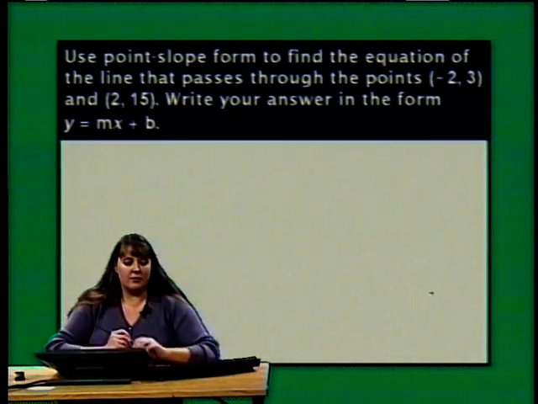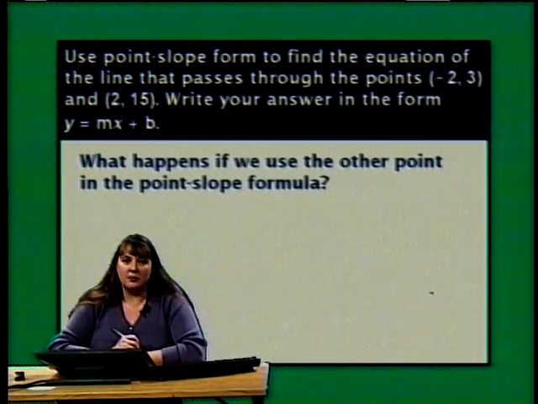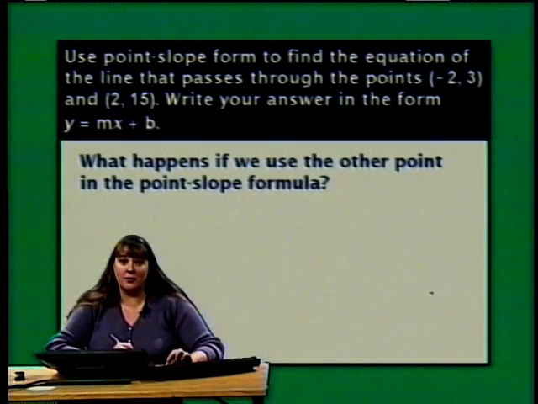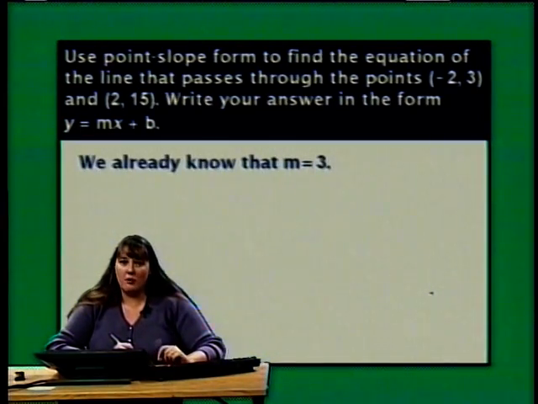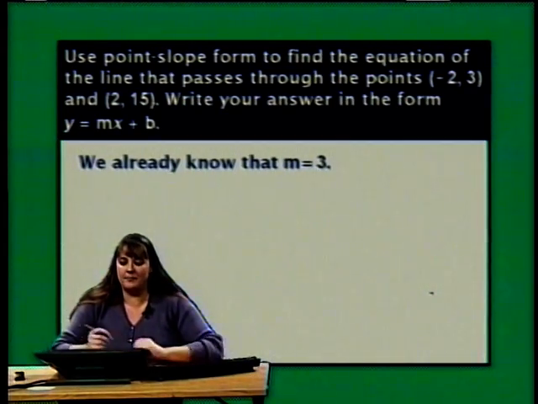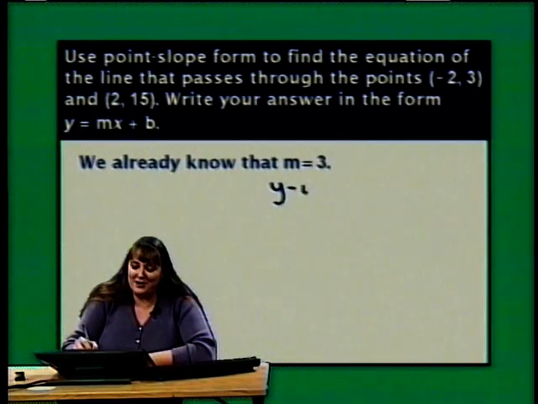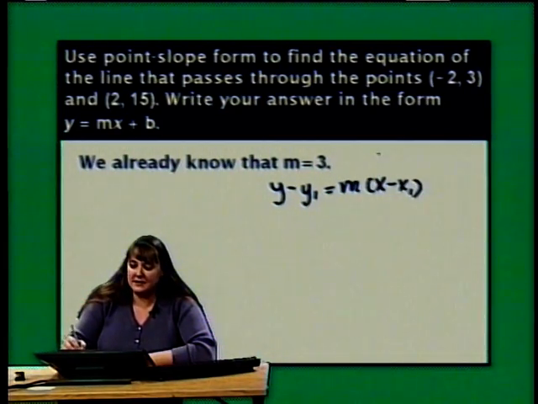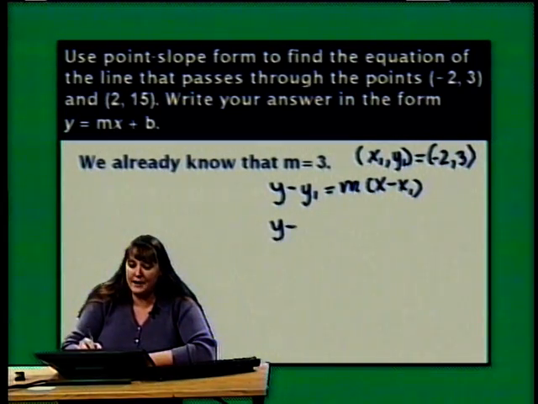Well, let's think about what would have happened if we looked at the other point in our point-slope formula. I arbitrarily decided that x sub 1, y sub 1 was going to be the point 2, 15. What if I now consider the point negative 2, 3? Well, we've already determined that the slope is 3. So let's use y minus y sub 1 equals m times x minus x sub 1, but this time making x sub 1, y sub 1 the point negative 2, 3. So I'd have y minus 3 equals a slope of 3 times x minus negative 2.